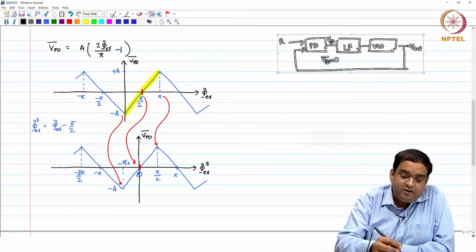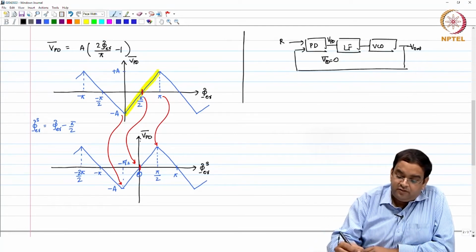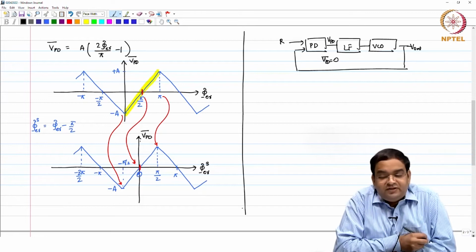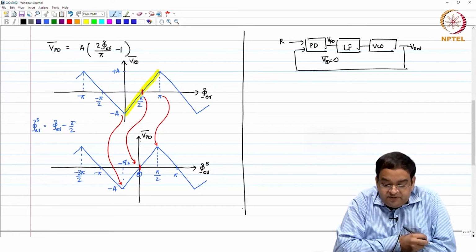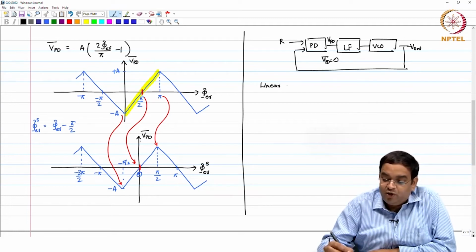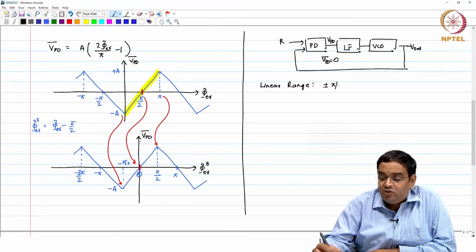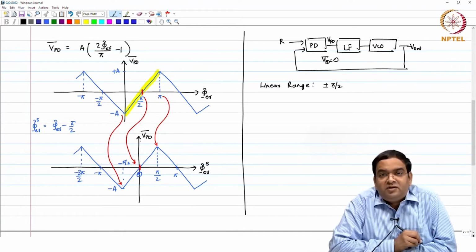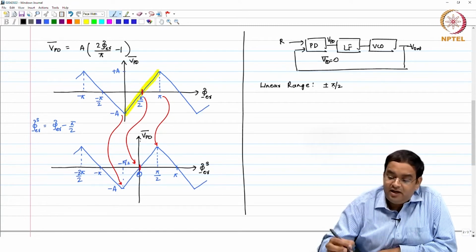So, coming back to the phase error detector output, what we see here is that the XOR based phase error detector is actually linear, it is not only monotonous, it is linear in the range plus minus pi by 2. In contrast to your mixer based and your sample and hold based detectors, the range is actually perfectly linear.